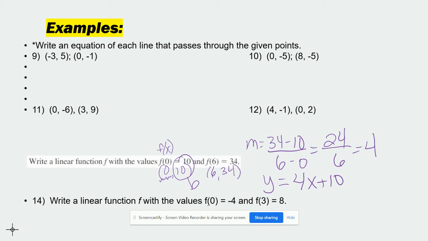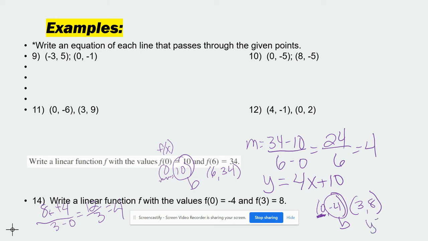Number 14, f of 0 equals negative 4, means we have an ordered pair at 0, negative 4. f of 3 is equal to 8, says our next ordered pair is at 3, 8. So if I plug that into slope formula, we have 8 minus negative 4 over 3 minus 0. Add the opposite. 8 plus 4 is 12. 3 minus 0 is 3. 12 divided by 3 is 4. Here's our 0 ordered pair. So our b is negative 4. That gives us an equation of y is equal to 4x minus 4.